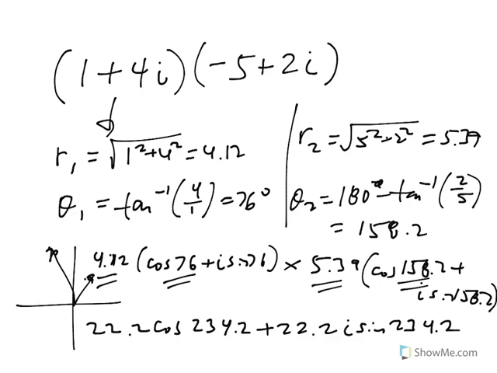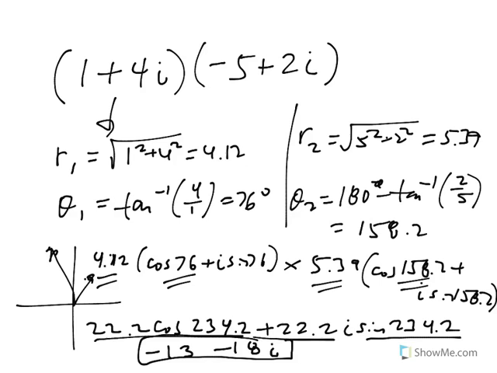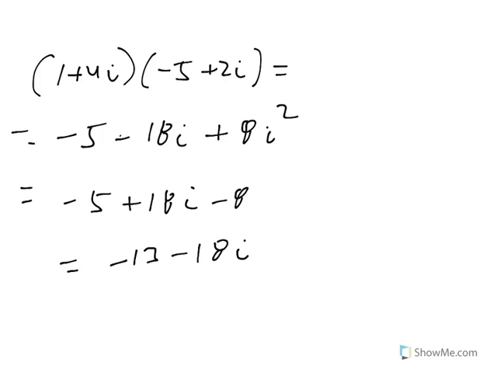Seems like a lot of work to do, but if you pop this into the calculator, just type in 22.2 times cosine 234.2, out will come negative 13. And if you put 22.2 times sine 234.2, out will come negative 18. We'll round to the nearest integer at this last stage. And yes, that is the same answer that you would get if you just did it the easy way with FOIL.